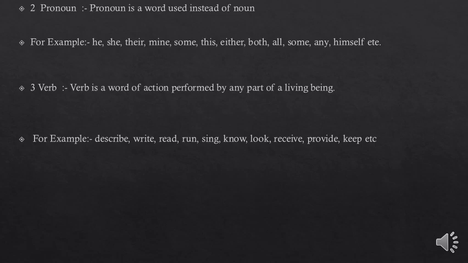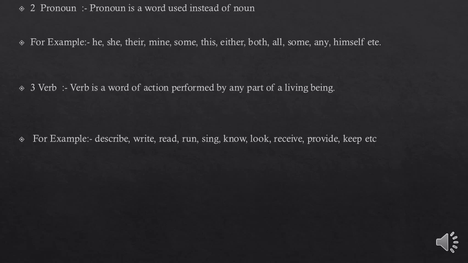Pronouns are words like he, she, their, mine, some, this, either, both, all, any, himself, etc. This type of pronoun is used in our English grammar. If the subject in a sentence is a boy, then we use he, and if the subject is a girl, then we use she. These are the different types of pronoun examples.